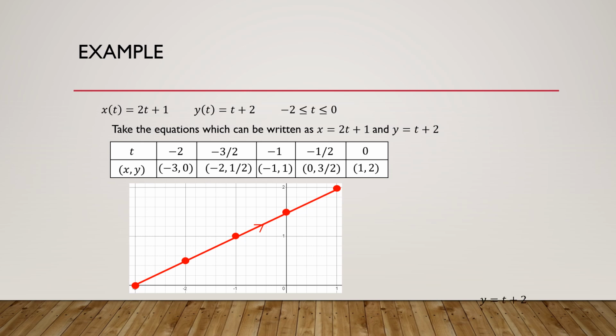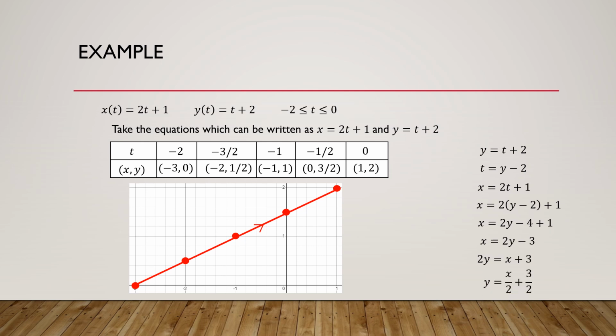We can also look at this another way by solving the y equation for t, then substituting this into the x equation. We first distribute the parentheses, combine like terms, and solve for y to get y equals x over 2 plus 3 over 2. Note this linear equation also describes the graph, but without the time value.